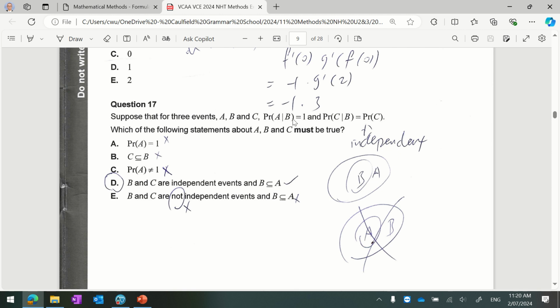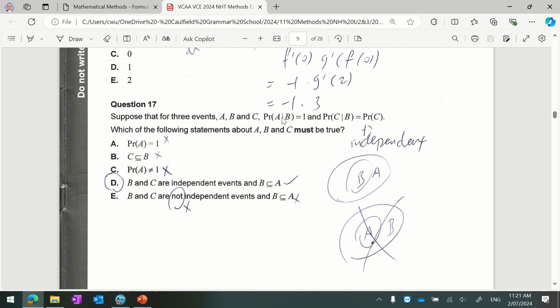And then the second thing I wrote down is, from the first statement, I see one. One is a special number in probability. It's the theoretical maximum probability of any event, any sample space, any experiment. So once I see one, an alarm bell is ringing in my head. What does this mean?